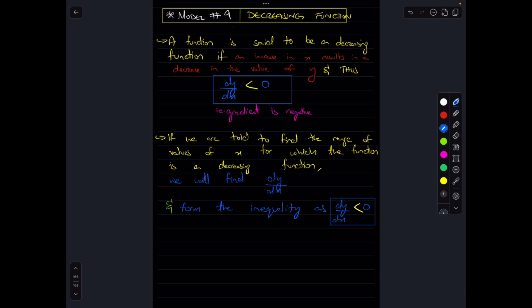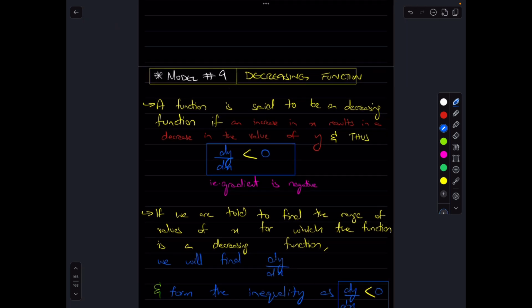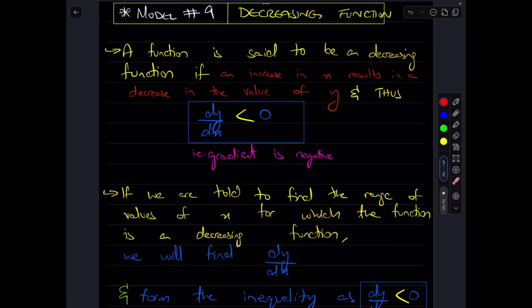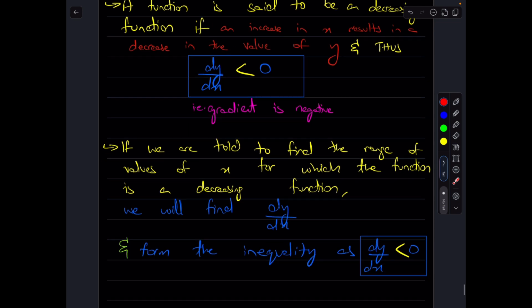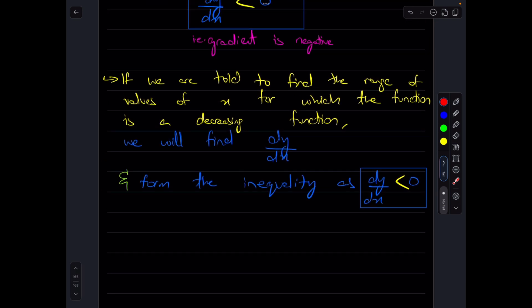Now moving on, what is a decreasing function? This is similar to an increasing function where the concept is the same. So in case of a decreasing function, imagine a negative gradient and a linear line. So as the value of x increases, it causes the value of y to decrease, and thus the gradient is negative. If we are to find a range of values of x for which the function is decreasing, again we'll find dy by dx and form the inequality as this.